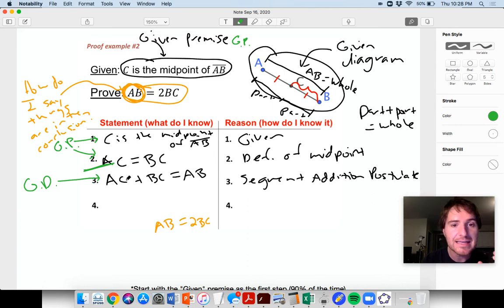Well, here I have AC plus BC equals AB. Excellent. AB is in the conclusion of the proof. I want this to be my last step. I want to have AB in here. And look, I actually have AC and BC right here. That's good because AB equals 2BC. So here, AC plus BC equals AB. I have an AC over here. Question: can I change that AC to another BC? Because if this is no longer AC and this is BC, check it out.